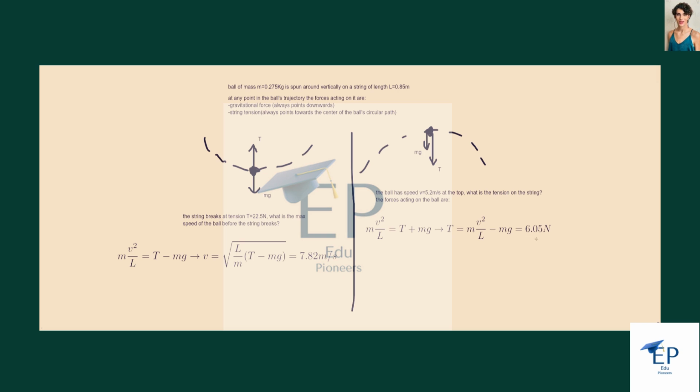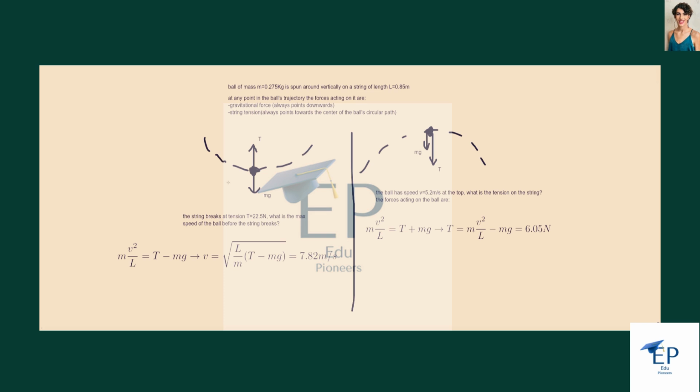And now let's consider what happens when the ball is at the bottom. So now when the ball is at the bottom, the weight of the ball goes downwards as it has to, and the tension of the string goes up, because it's trying to pull the ball up to keep going in a circle. So now we're told the string breaks at a tension of 22.5 newtons. How fast can the ball go at the bottom before the string breaks?